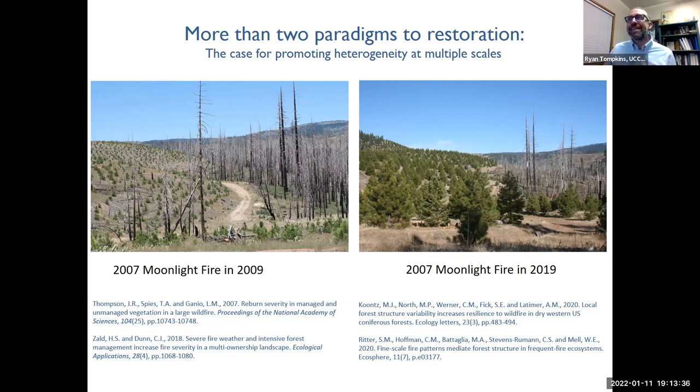Because when you look at this landscape, either side of the road has a certain level of homogeneity, right? Whether it's green homogeneity or snag and dead tree homogeneity, they both represent a connectivity of fuel that lends itself potentially vulnerable to reburn.